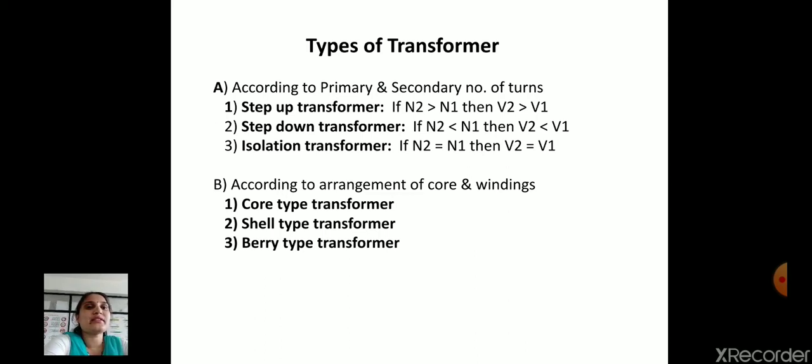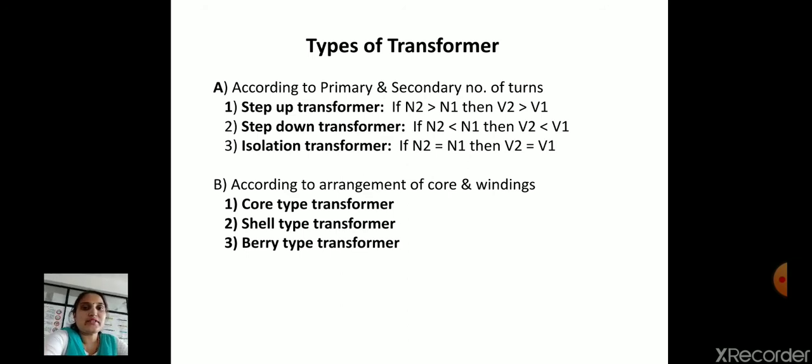then V2 is greater than V1, meaning the secondary voltage is greater than the primary voltage, and we can say that transformer is a step up transformer. For a step down transformer, if N2 is less than N1, then V2 is less than V1. Third is the isolation transformer, where N2 and N1 are equal, or V2 equals V1. So according to primary and secondary number of turns, transformers are classified like this.